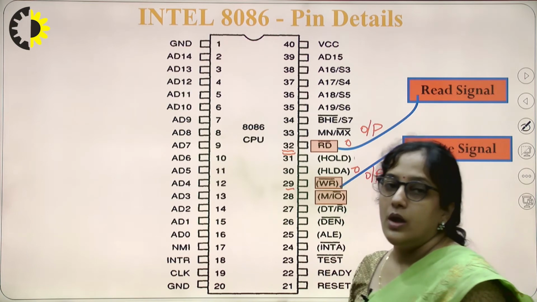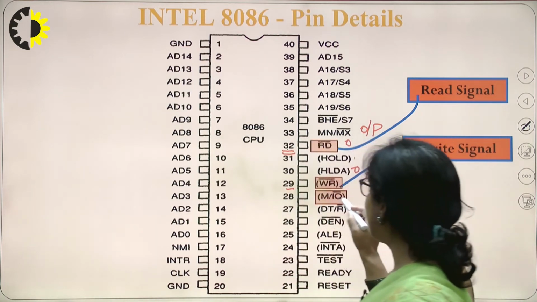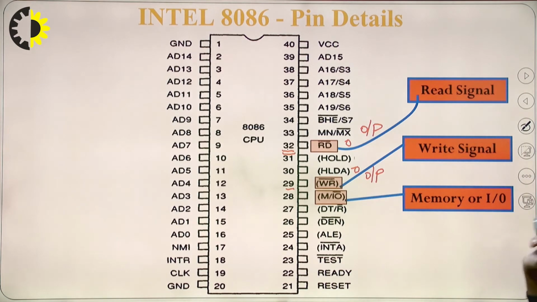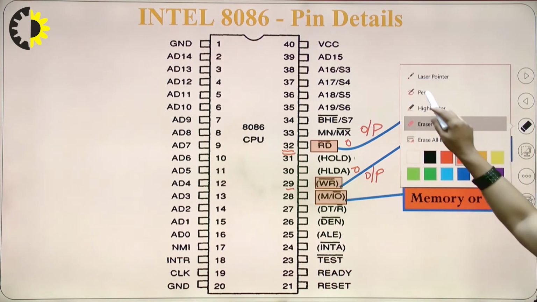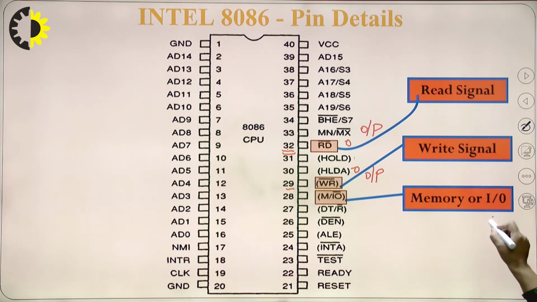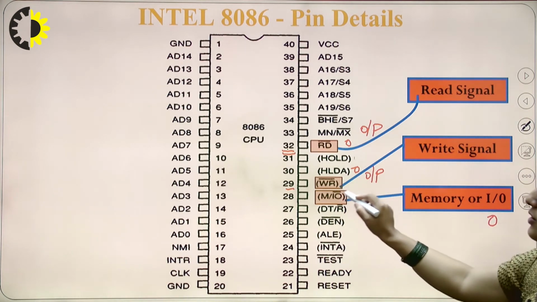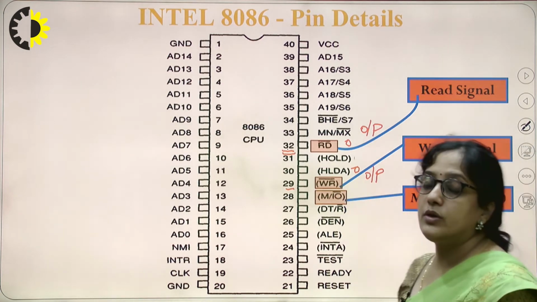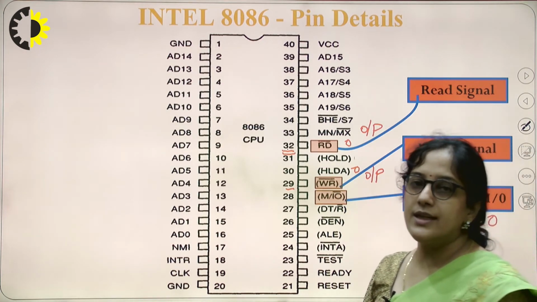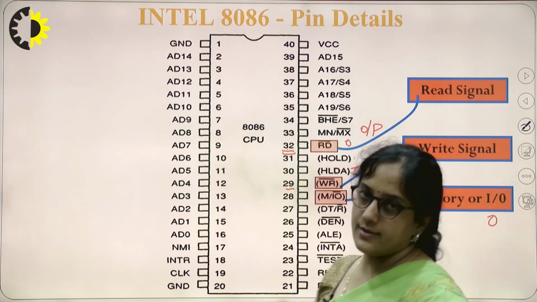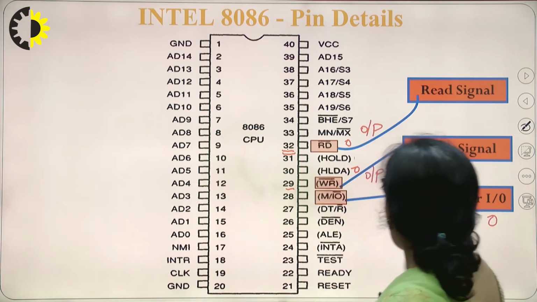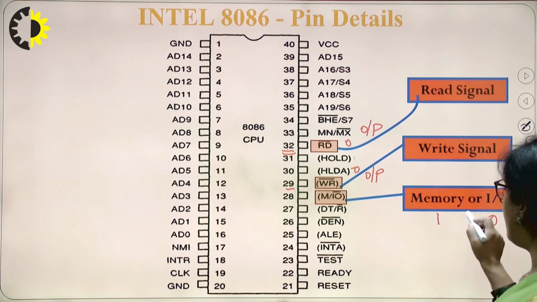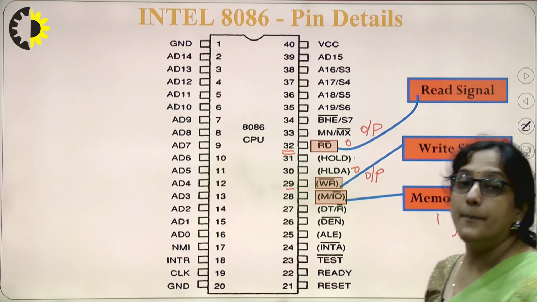Now this pin number 28 is M/IO, that is memory or IO. If this pin number 28 carries 0, in that case it is IO bar. So IO bar means the microprocessor is dealing with input output devices. Either it is reading from an input output device or writing into an input output device. If pin 28 is 1, it indicates that the microprocessor is working with memory.